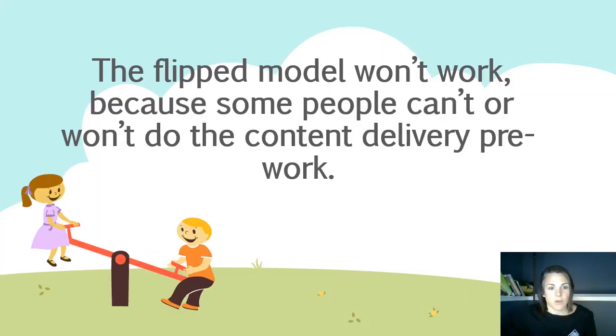And then the students would, in the same groups from Jeopardy, debate this. One side would be given, say, 10 minutes to discuss in their groups and come up with as many things as they could to address this topic, which is the flipped model won't work because some people can't or won't do the content delivery pre-work. So half the class would say, yeah, they're not going to do it. And the other half is going to say, well, it would still work because, and they're going to debate it as a class.